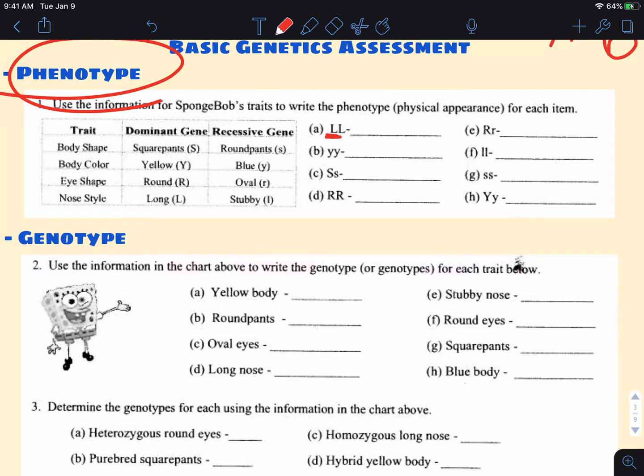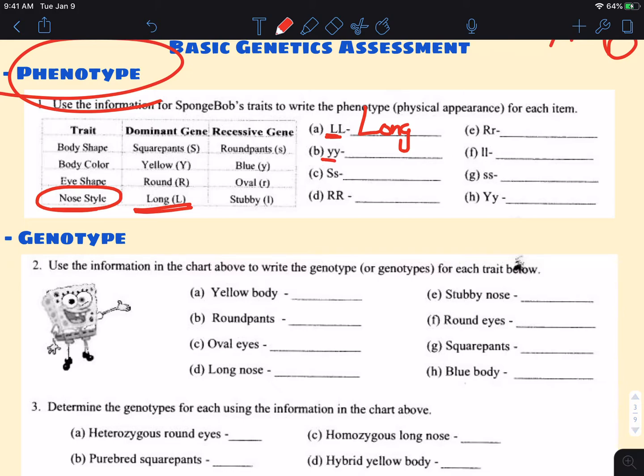So if we have two capital L's, that is what we would call homozygous dominant. If we have homozygous dominant, that corresponds down here. The L's indicate the trait of nose style. So what type of nose do we have if we have two dominant alleles, big L, big L? If you have a homozygous dominant situation, the nose style in this case is going to be a long nose because you have two of the dominant alleles. So you end up with the dominant trait, the dominant physical characteristic, the dominant phenotype.